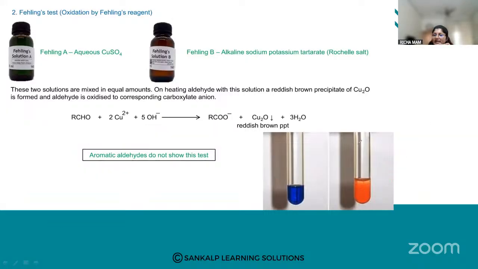between the aldehydes and ketones. Very, very important. So you have to remember the formula. You have to remember the color. Positive test, what it will give, what is the formula, what is it made up of, what is Fehling's solution made up of, what is Tollens' solution made up of.